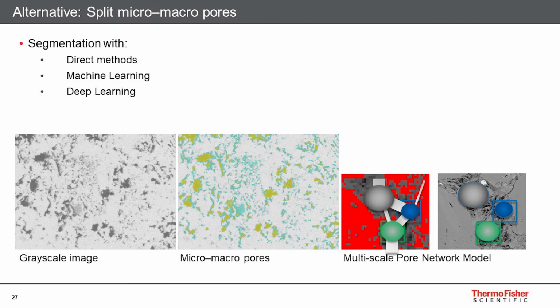I would like to point out that other alternatives to this upscaling workflow exist. The alternatives consist of differentiating the micropores from the macropores. Such a differentiation is done during segmentation with either machine learning or deep learning. It may even be done with direct methods involving watershed transforms. Then, a multiscale pore network model is generated and the simulations are conducted separately at every scale before being merged back with an upscaling process.